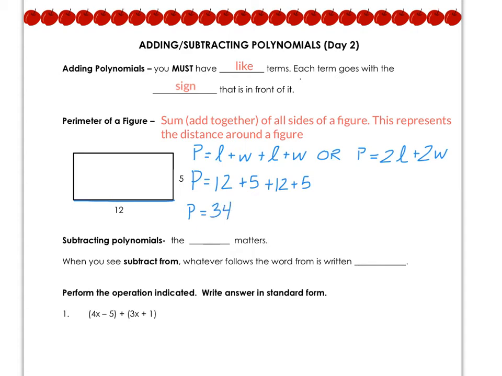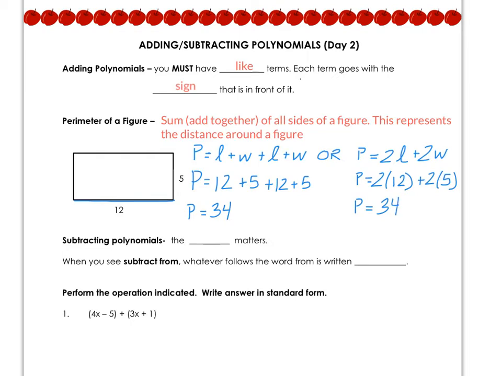And that would be the same as if you did it this way. You would just substitute in, and whenever we sub in, we use parentheses. Perimeter equals 2 times 12 plus 2 times the width, which is 5. And then if we put that in our calculator exactly as you see it, 2 parentheses 12 end parentheses plus 2 parentheses 5 end parentheses, you would get the same answer.